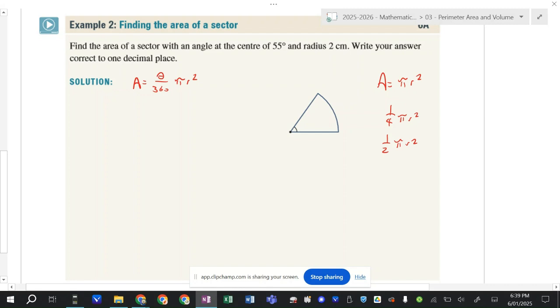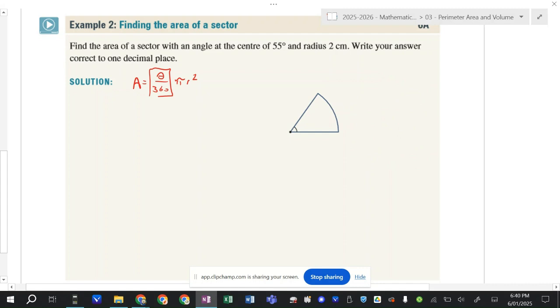They're fairly straightforward. All we're doing is turning the size of the sector, however much of the circle we want, into a fraction. So how many degrees out of 360 degrees have we got? A quarter would be 90 out of 360, and a half would be 180 over 360. But it's still exactly the same formula. All we're doing is adding what part of the circle we want.